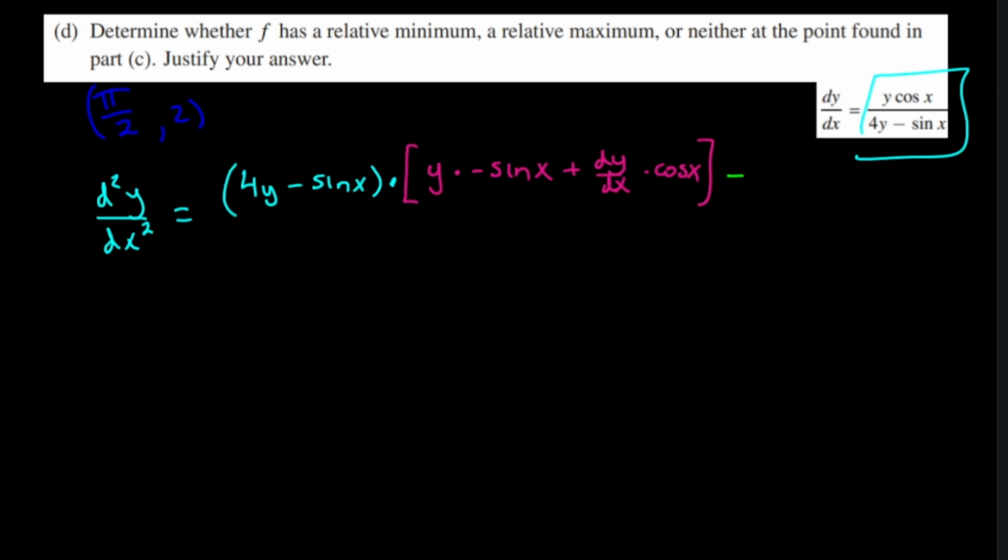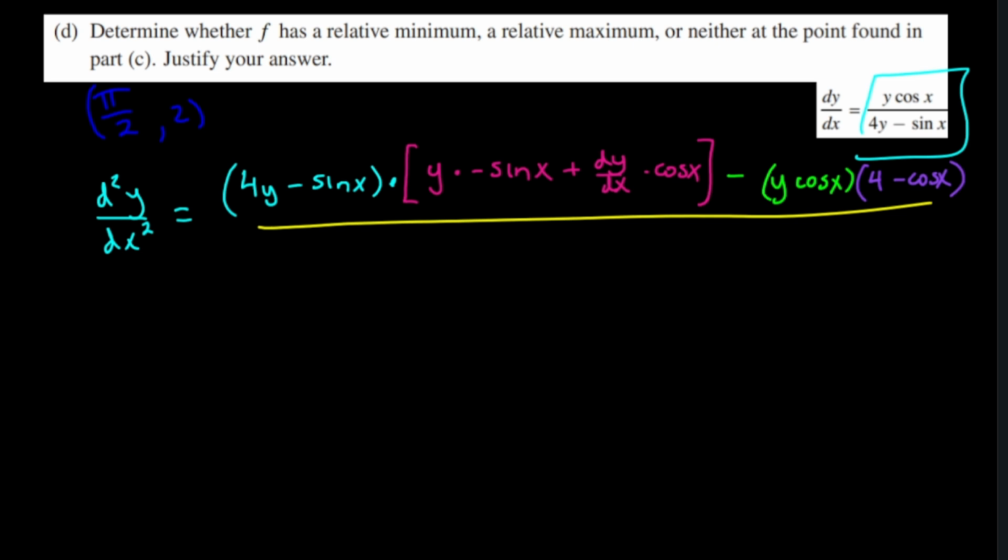minus, now high, we just get to copy y cosine x again. The derivative of the bottom is just 4 minus cosine of x. That one wasn't too bad. And then the whole thing over the denominator squared. So (4y minus sine of x) squared.